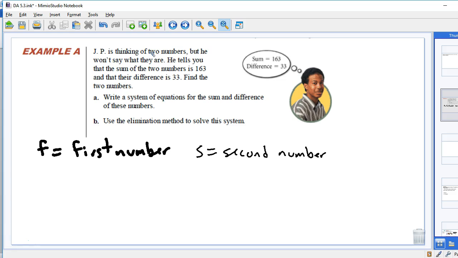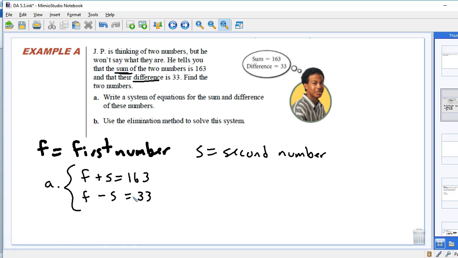Okay? So we have to write out a system. Let's do the one with the sum first. Well, sum just means addition. So I can say F plus S, when I add them together, I get 163. When I subtract them, I know that's difference, right? So that means F minus S is 33. I could subtract them the other way around, S minus F. It doesn't really matter. We're just keeping them organized somehow. Alright, so there is my system for part A.